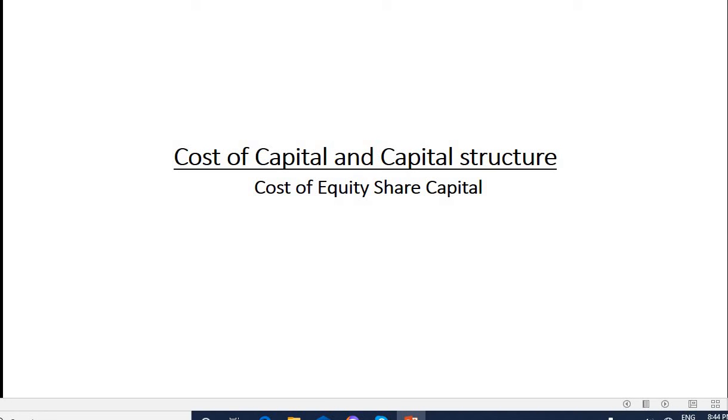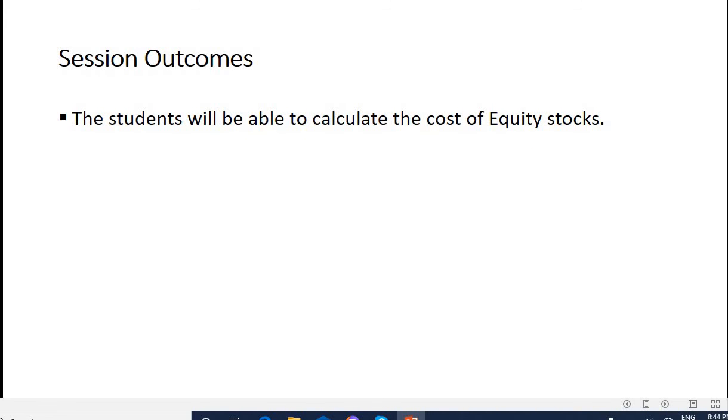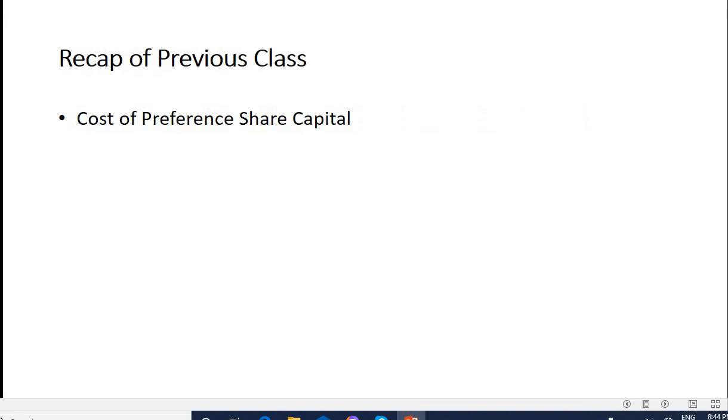Today's session's topic is calculation of equity share capital, the cost of equity share capital. The outcome of this session is to enable you to calculate the cost of equity stock.